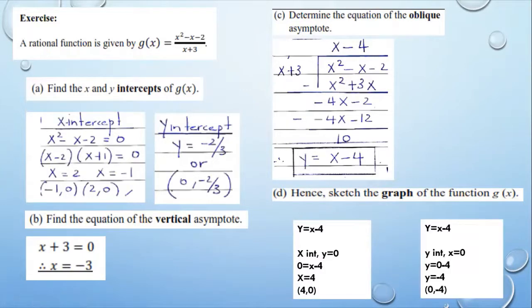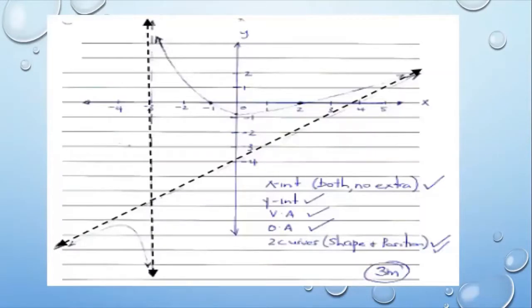To find the y-intercept of the oblique asymptote, put x equal to 0. So in place of x, put 0: y equals 0 minus 4. Answer is negative 4. So it's (0, -4). These are the two coordinates for the oblique asymptote. Now once we are done with that, we see how we can sketch the graph. Now this is how our graph looks.